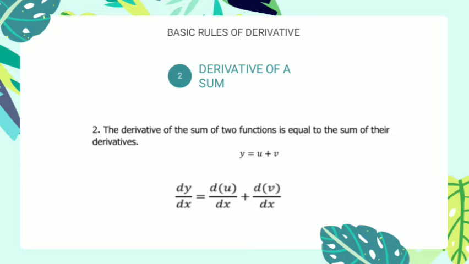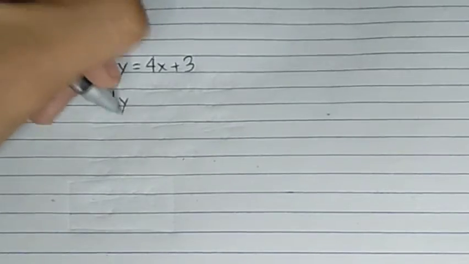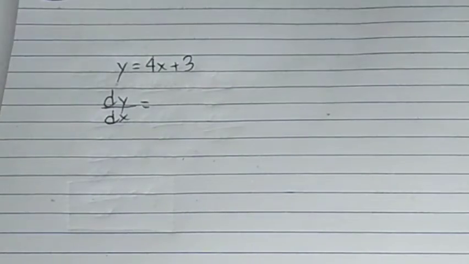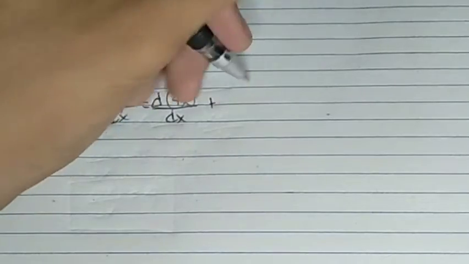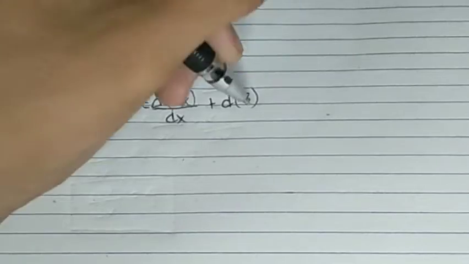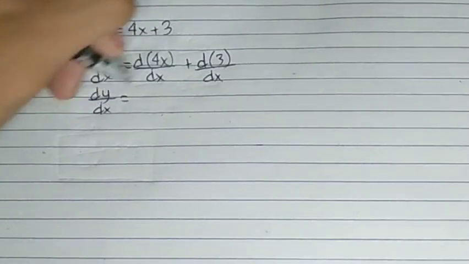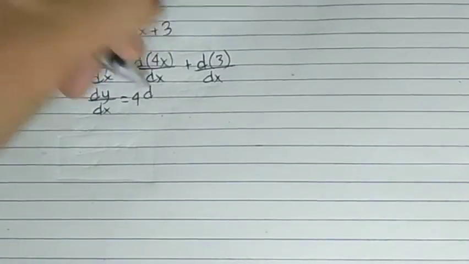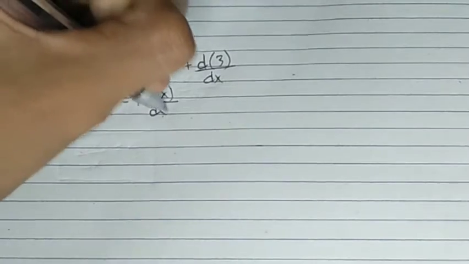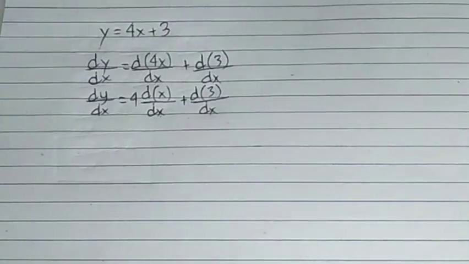So let me give you an example. y is equal to 4x plus 3. dy over dx is equal to d of 4x over dx plus d of 3 over dx. We just copy the derivative of the sum rule. Next, dy over dx is equal to 4 times dx over dx plus d of 3 over dx.